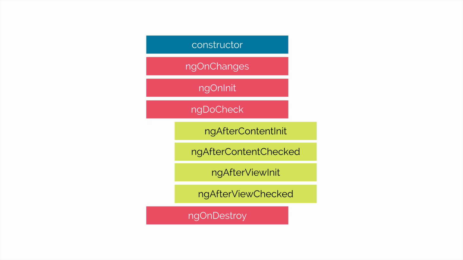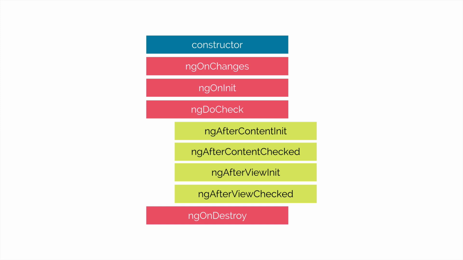And the phases are broadly split up into phases that are linked to the component itself and phases that are linked to the children of that component. So the yellowish green color are the phases that are linked to the children, and the pink and blue color are the phases linked to the component itself. So the constructor, this is invoked when Angular creates a component or directive by calling new on the class.